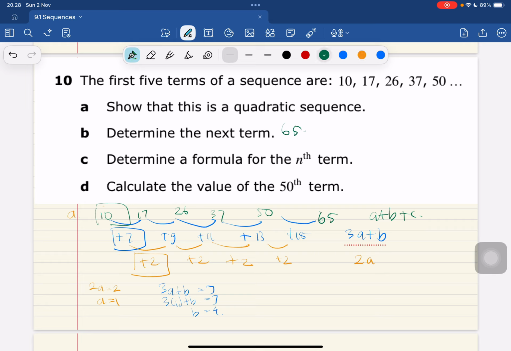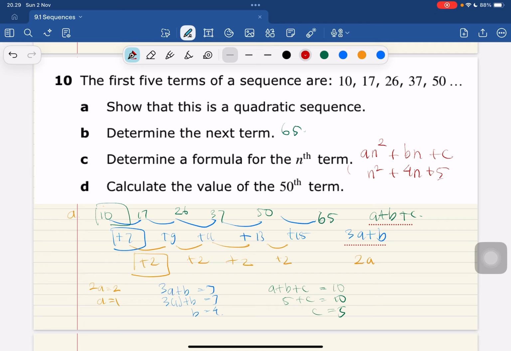Okay, we got it now. We got a plus b plus c equal to 10. A is 1, b is 4, so it's 5 plus c equal to 10, so c equal to 5. So we got the general rule of it. So the general rule is here. Let me write it. So an squared plus bn plus c. Okay, a is 1, so it's going to be n squared plus b is 4, 4n, c is 5, plus 5. Okay, there it is.